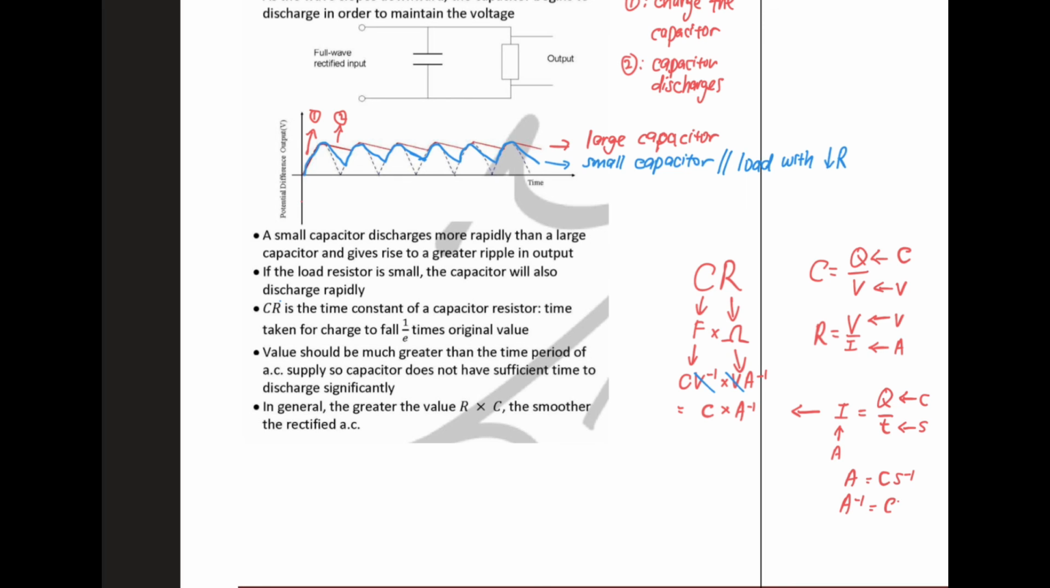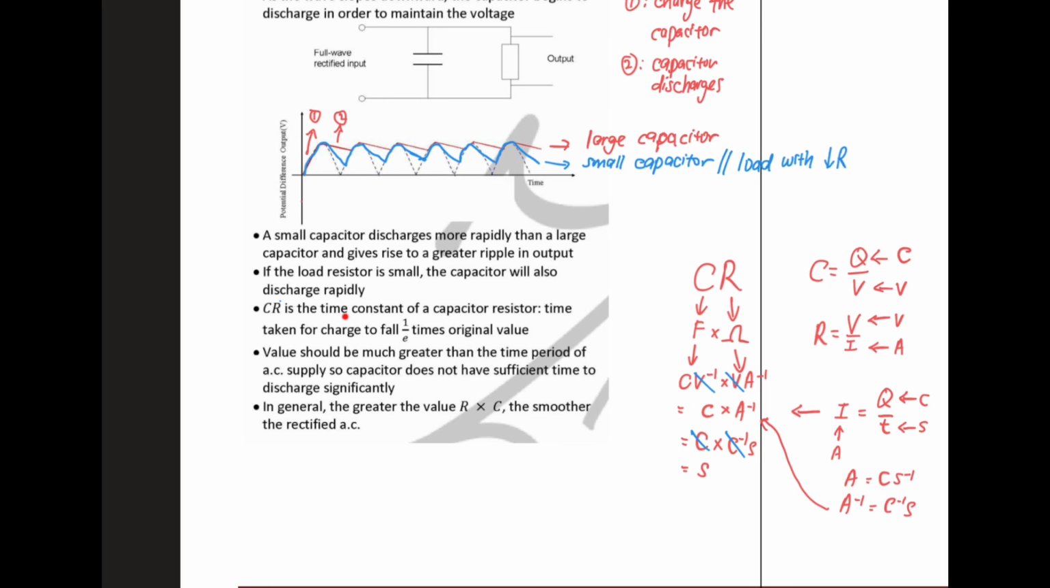Ampere^-1 is C^-1 s. Okay, then I put it back: coulomb times coulomb^-1 s. Then you can cut the coulomb away and end up with s. So by considering the unit alone, we understand something. When you take capacitance multiplied with resistance, you get something in the unit of second. So this is time. That's why capacitance times resistance gives you a time.